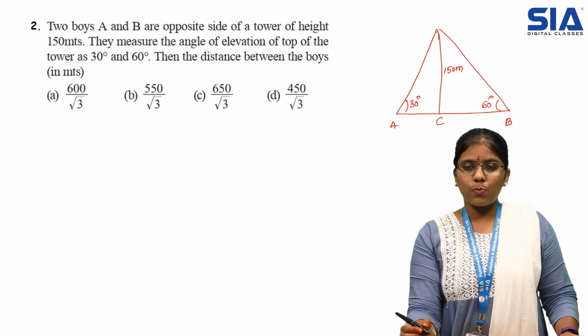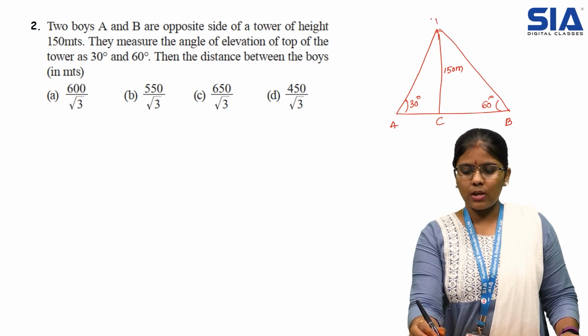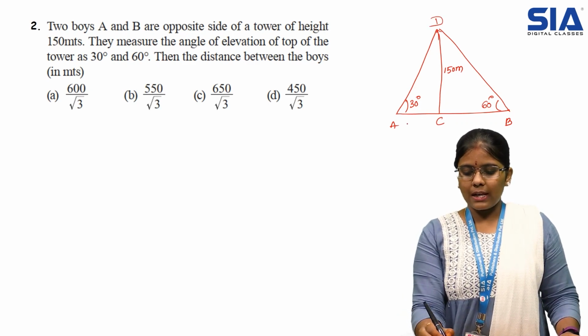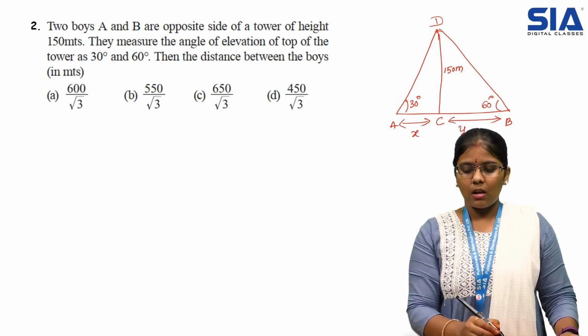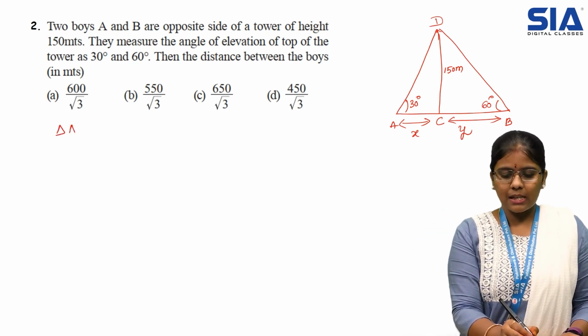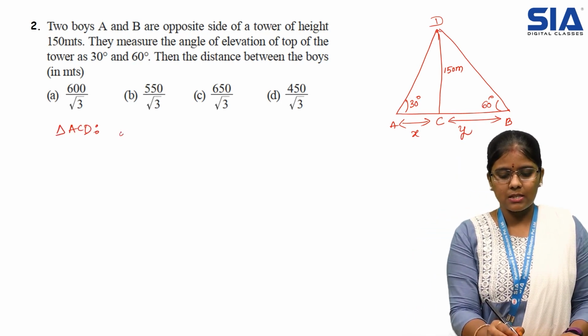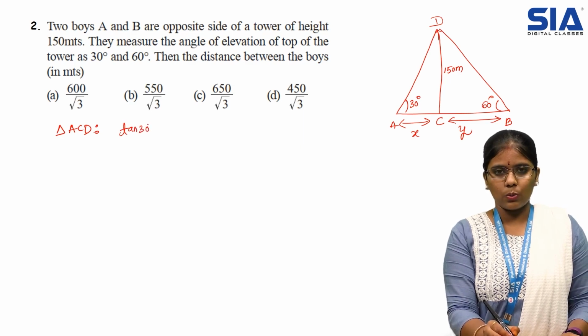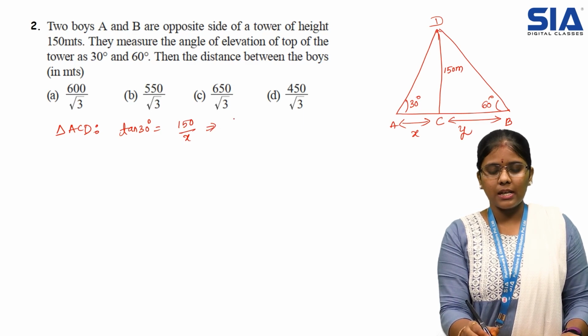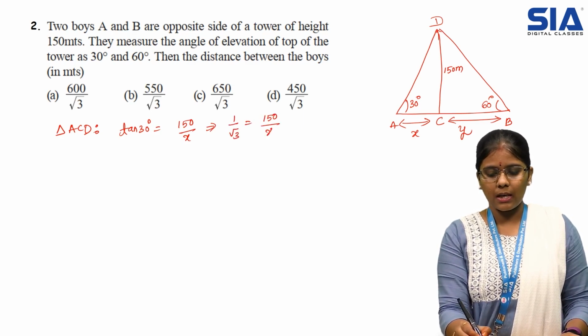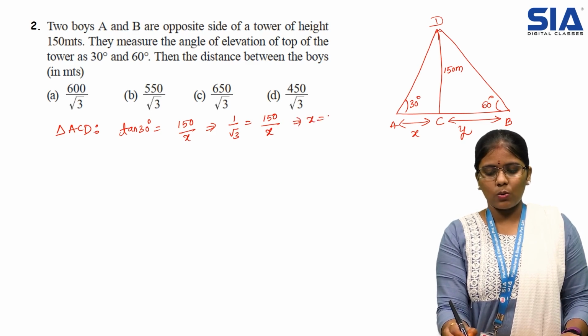Now let us mark this point as C and this point as D. Now let us assume the distance between A and C as X and C and B as Y. Now first consider triangle ACD. From this, tan 30 degrees equals 150 by X. Tan 30 is 1 by root 3, which is equal to 150 by X. So X is equal to 150 into root 3.